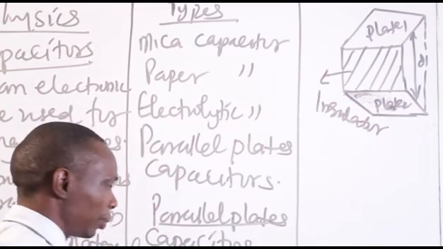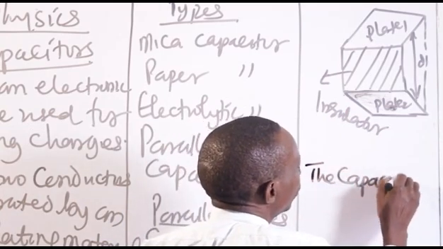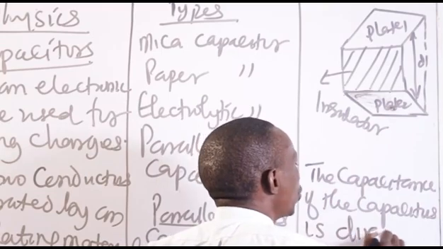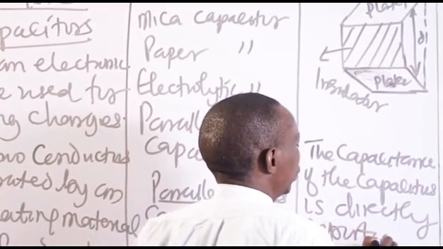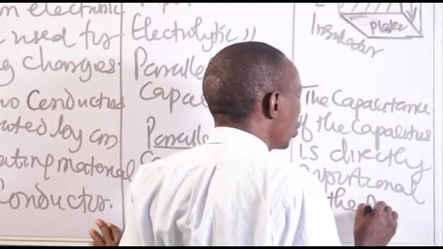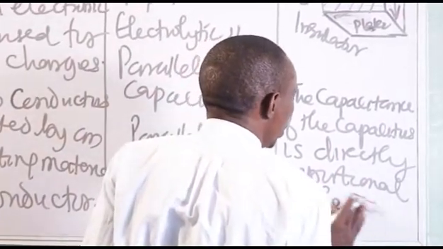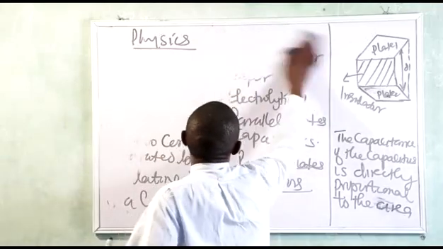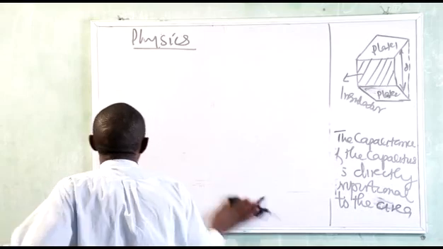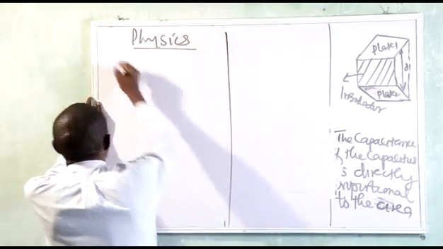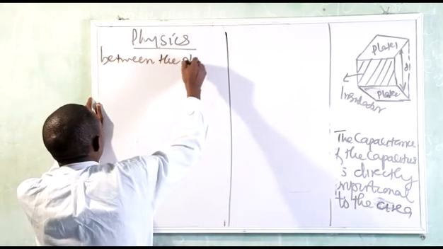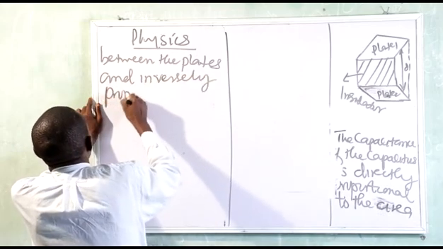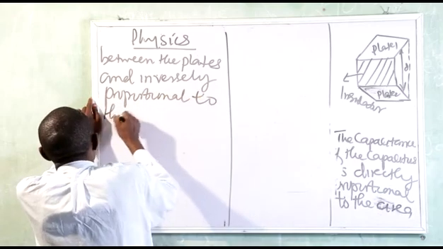For a parallel plate capacitor, the capacitance is directly proportional to the area between the plates, and is inversely proportional to the distance between the plates.